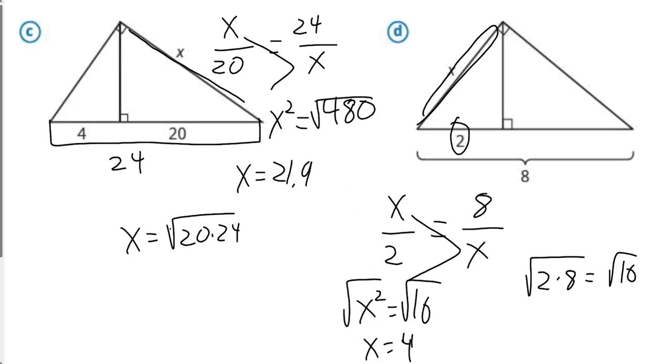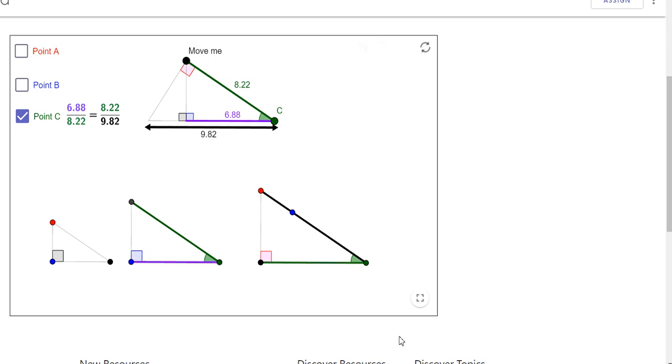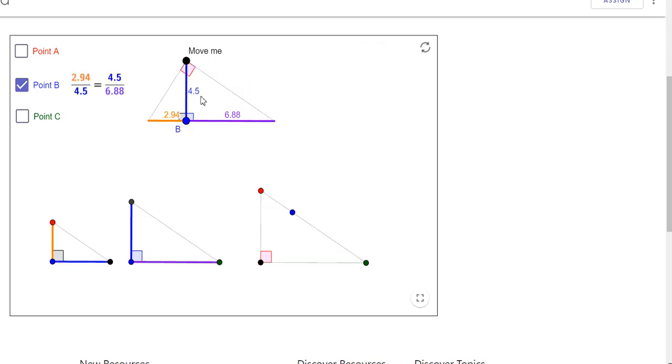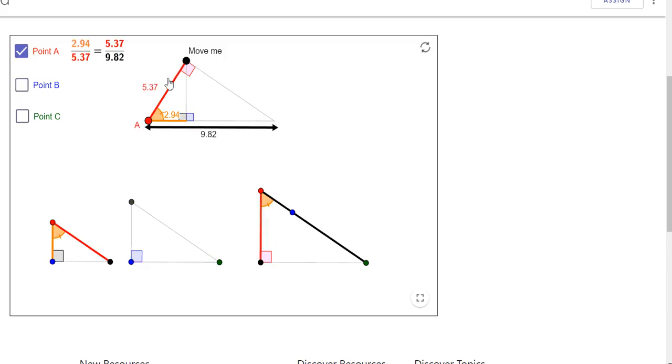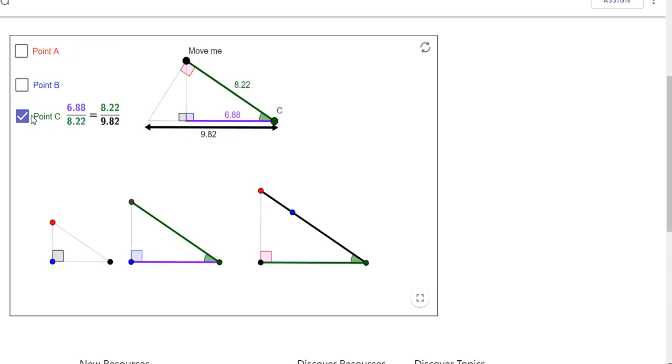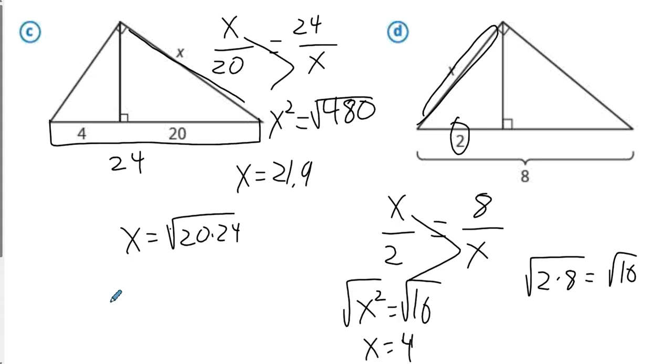You've got to look at the picture and identify: do I have the altitude? If I have the altitude, then I'll use this side and this side. If I have the short leg of the big triangle, then I will use the short leg twice, and the little piece and the whole piece. And if I have the long leg, or either leg actually, I would use the same setup: the leg as the geometric mean, then the short piece, and then the whole piece of the big triangle. So hopefully this makes some sense.